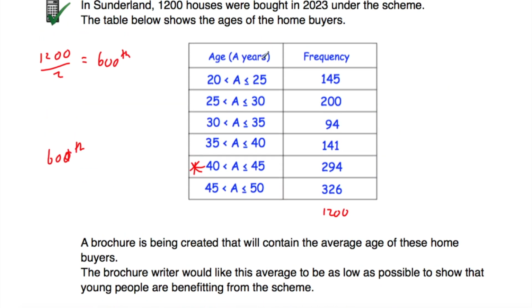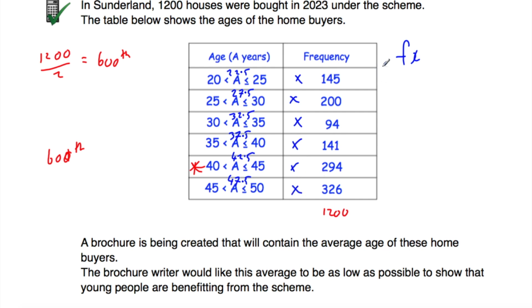So we're going back up to our frequency table, and we want to add on the fx column: the midpoint times the frequency, and so on. Then add up our fx column to find our estimate for the grand total, and then divide it by the number of pieces of data, which will be 1,200. The midpoints are 22.5, 27.5, 32.5, 37.5, 42.5 and 47.5. We're going to do 22.5 times 145, 27.5 times 200, and so on, and that will give us our fx column.